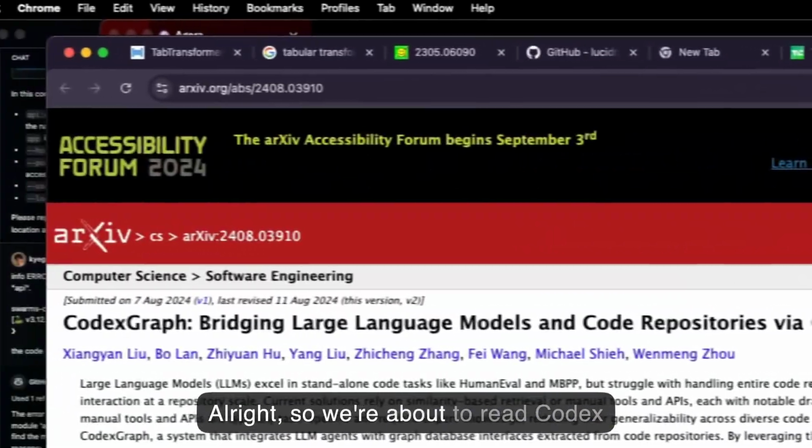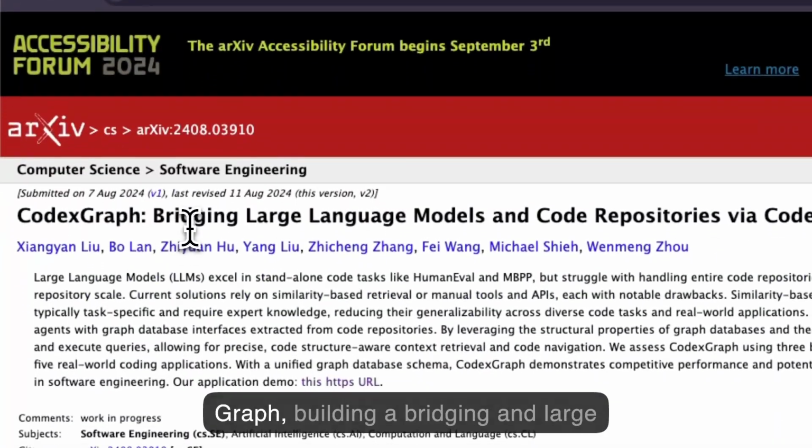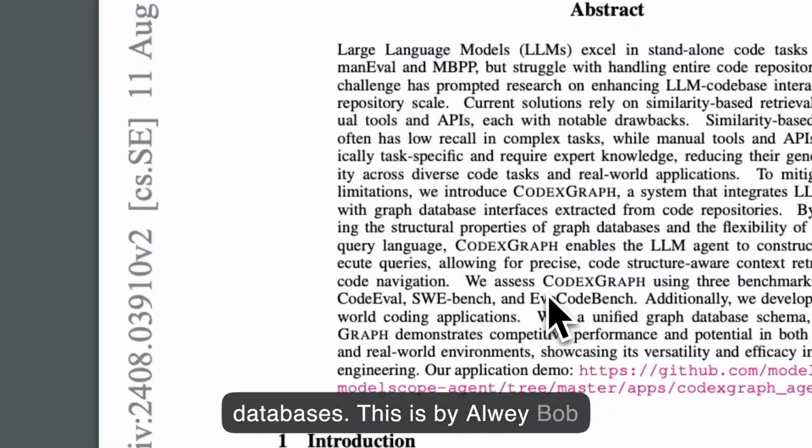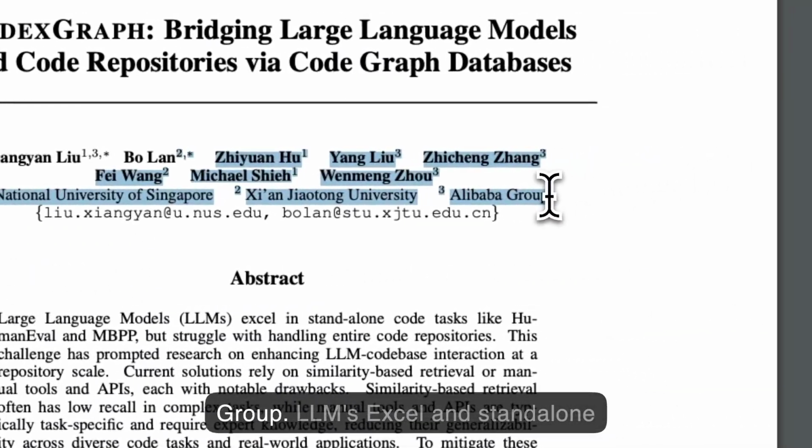All right, so we're about to read CodexGraph: Bridging Large Language Models and Code Repositories via Code Graph Databases. This is by Alibaba Group.